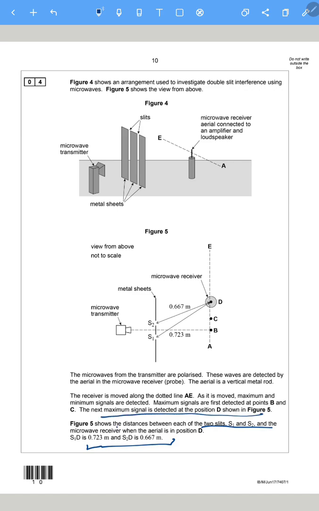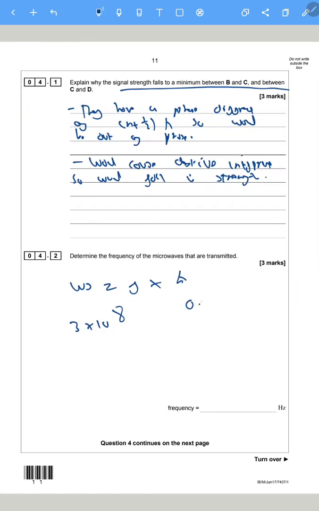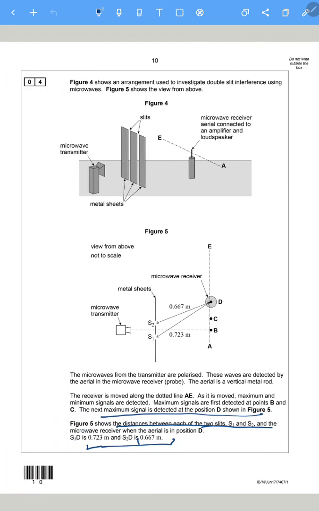A signal is then detected. 2 slits. Is there a difference in time? Okay, position D is that many meters. So the path difference, 0.723 minus 0.667, is 0.056. So it's the difference to reach the same point. Well, they're not exactly reaching the same point, but, oh no, they are, because they're going this way and this way. A path difference is that.